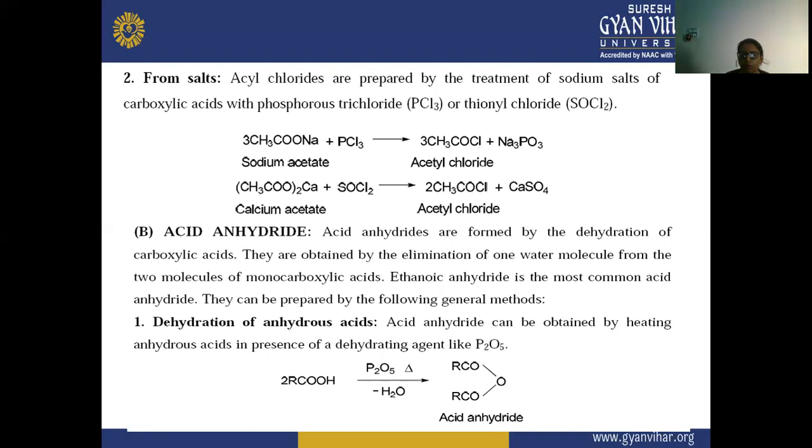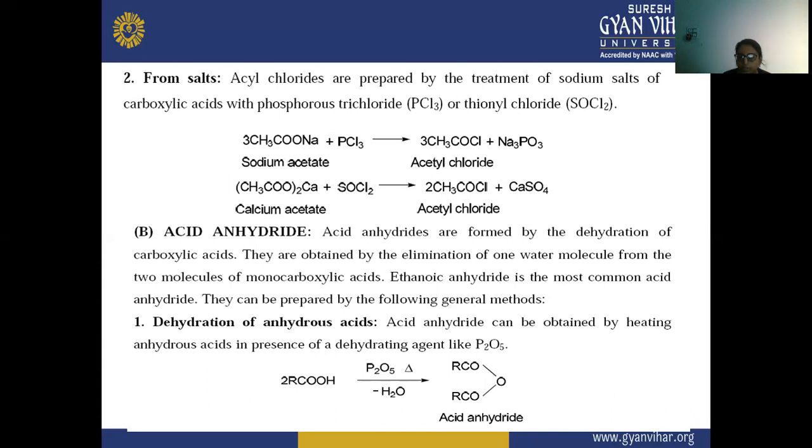Next is from salt. There are two methods of formation of acyl chloride, one from the carboxylic acid, and the other from the salt of the carboxylic acid. So acyl chlorides are prepared by the treatment of the sodium salt of carboxylic acid with phosphorus trichloride, PCl3, or thionyl chloride.